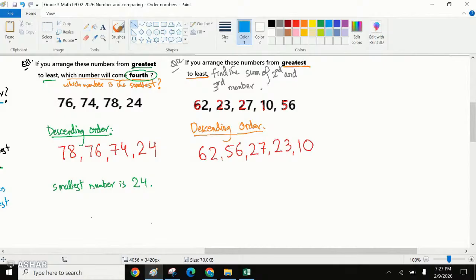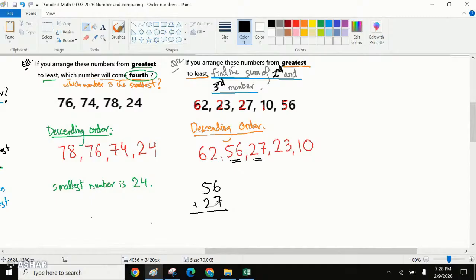But what we have to find in this question, yes, thank you, Job. Thank you, May. No, May, we don't have to add the third and the fourth, right? What we have to add is the second and the third number. What is the second number? This is the third number. So we have to find the sum. That means we need to add them together.